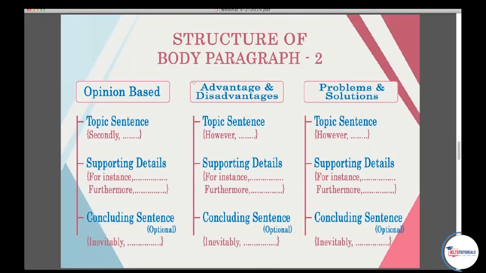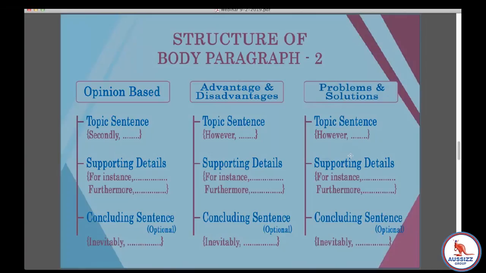But remember, in the opinion based essay, stick to 1 point. In the advantages and disadvantages essay, you can go with 2 points, that is, two sides of the essay. In the problems and solutions essay, problems then solutions. This is very, very important.